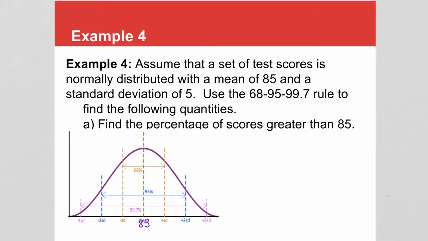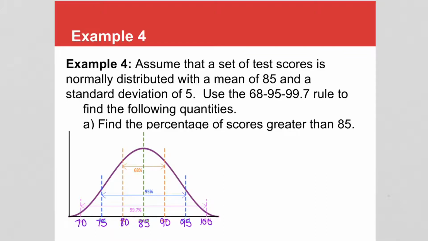So what we do is, 1 standard deviation above will be 85 plus 5, 90. Add another 5 for 2 standard deviations, and another 5 for 3 standard deviations. And then we subtract the opposite way. So 1 standard deviation below the mean will be 85 minus 5, or 80. Then subtract another 5 and another 5.